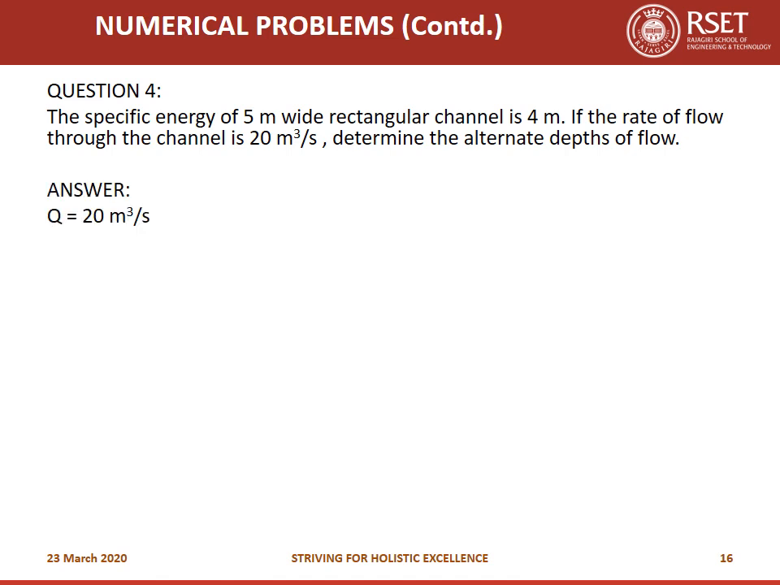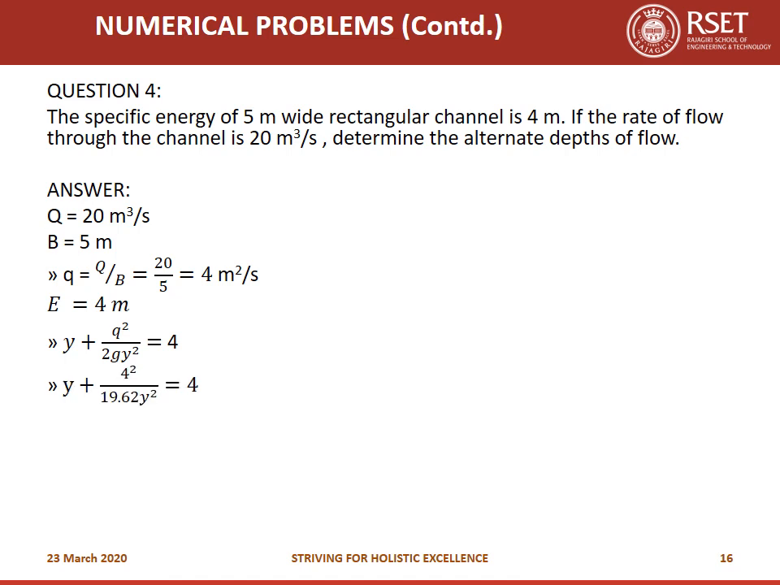Q is 20 meter cube per second. B is 5 meter, which means small q, you will get it as 4 meter squared per second. The specific energy has been given to you. Given that specific energy is 4 meter. So y plus q squared by 2gy squared is 4. I'll substitute the values that I know already. I know that small q is 4. 2 into g is 19.62.